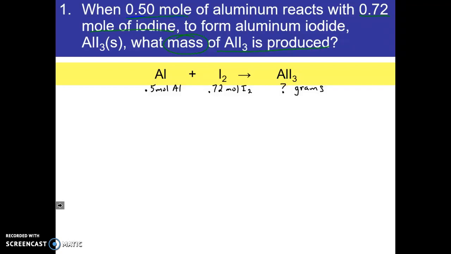Now, before any good reaction, we need to make sure that it is balanced. So let's go ahead and fill in these coefficients here. Without these, we have no mole-to-mole ratio, and that's a big deal. So make sure our equations are balanced, always. Okay, go ahead and write that in.